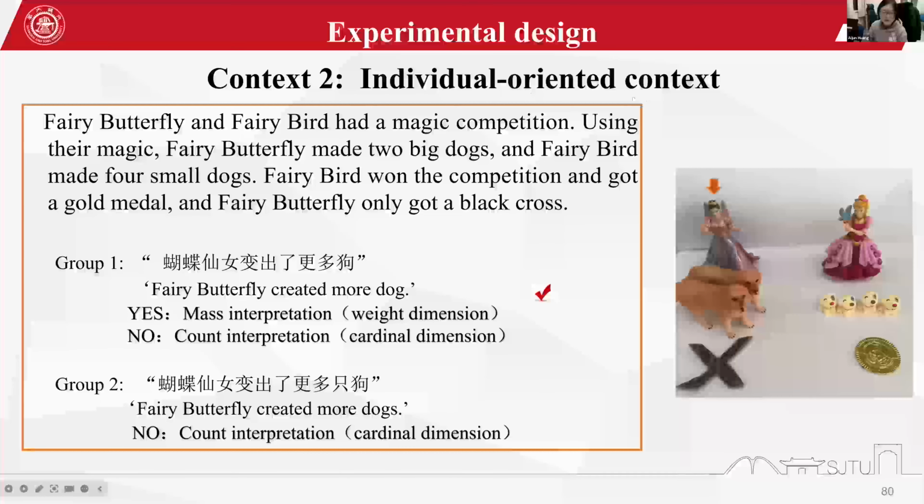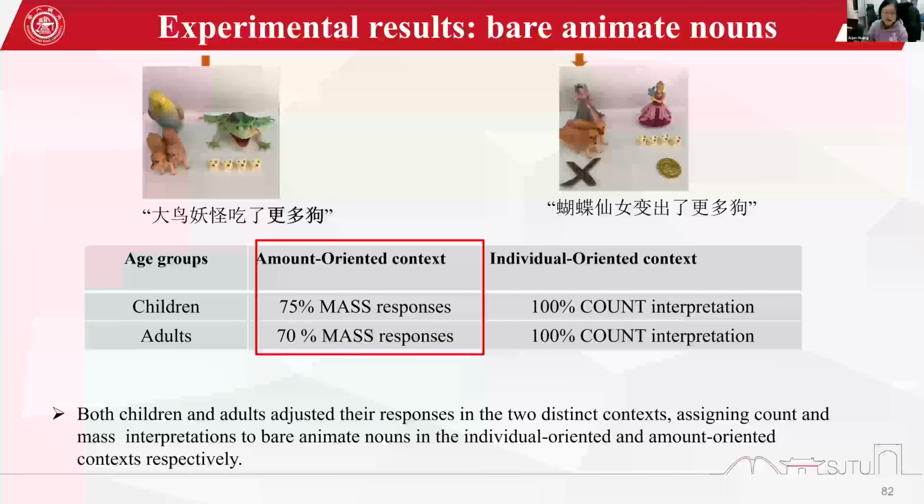And again, in the individual-oriented context, there is a similar comparison with the bare noun sentences and the classified sentences. We predict that in this individual-oriented context, the count reading should be favored. Okay, so this is the result. This result is exactly what we predicted from the syntactic perspective. We got the mass interpretation for the bare animate nouns in children at 75%, and in elders at 70%. But for the individual-oriented context, only the count noun interpretation is possible.